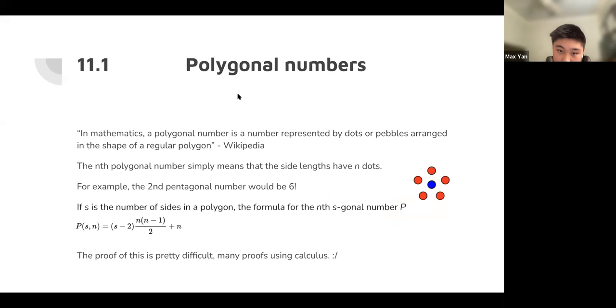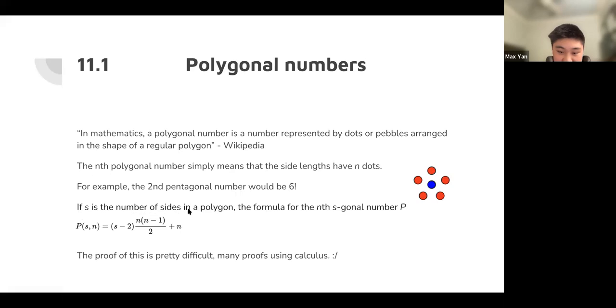Let's go on to polygonal numbers. So this is similar to triangular numbers, but a quote from Wikipedia. In mathematics, a polygonal number is a number represented by dots or pebbles arranged in the shape of a regular polygon. The nth polygonal number simply means that the side lengths have n dots. So the picture to the right is the second pentagonal number.